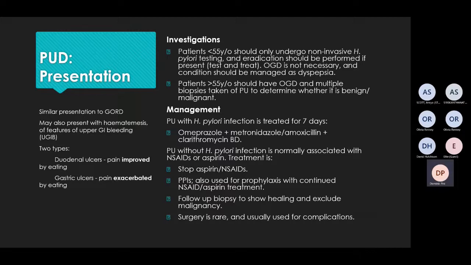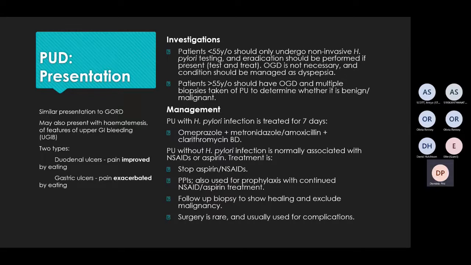So in terms of investigations, patients under 55 undergo non-invasive H. pylori testing, which is basically using a mechanism called the urea breath test, where they measure the amount of urea, which is a byproduct of ammonium breakdown, in your breath.